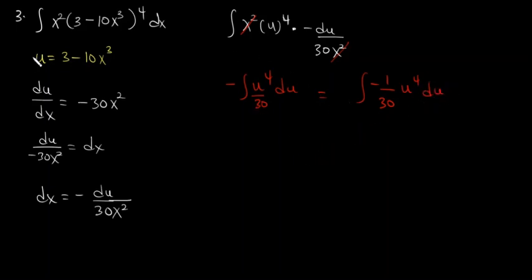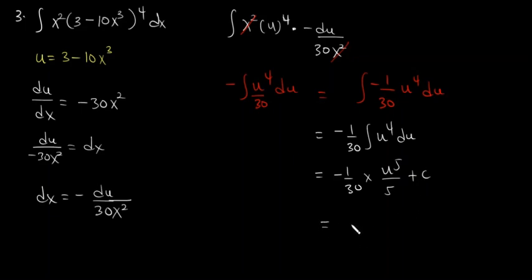Okay, so now let's continue. This will be equal to minus 1 on 30, if you factor out the constant, multiplying the integral of u to the power 4 du. So this will be equal to minus 1 on 30 times u to the power 5 divided by 5, plus C. At the end you're going to have minus u to the power 5 divided by 150, plus C.